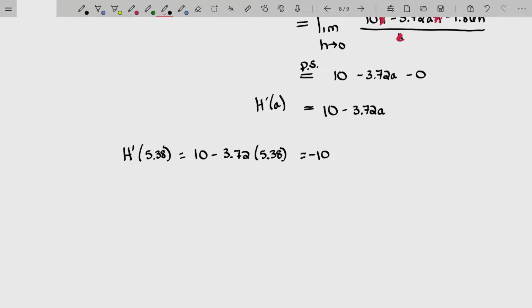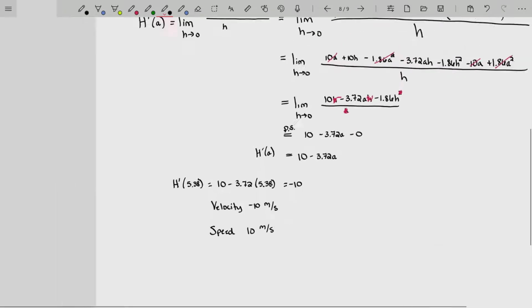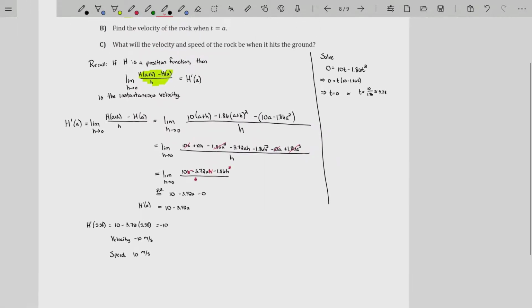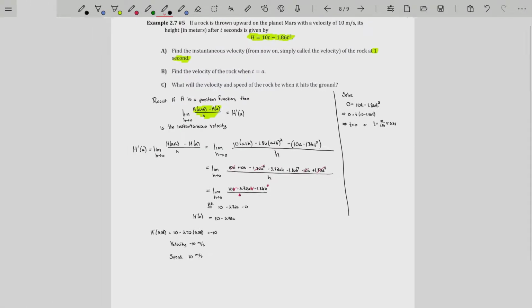Okay. So I see that the velocity, instantaneous velocity, which I'm just going to call the velocity from this time forward, is negative 10 meters per second when the rock hits the ground. However, as we discussed earlier, that means the speed is 10 meters per second. Velocity is allowed to be negative. Speed is the absolute value of the velocity. You would never tell somebody I'm driving negative 10 miles per hour. You would say I'm going in reverse, 10 miles an hour. All right, so that's this entire problem.